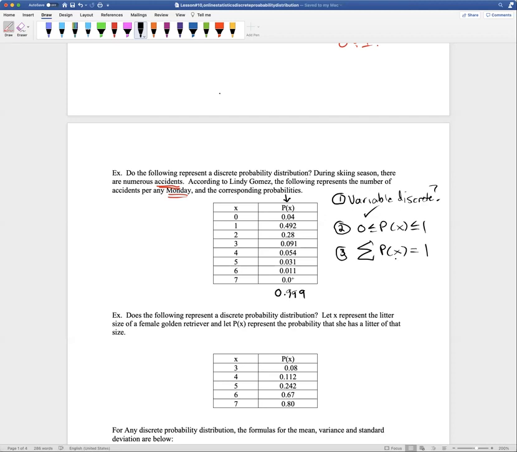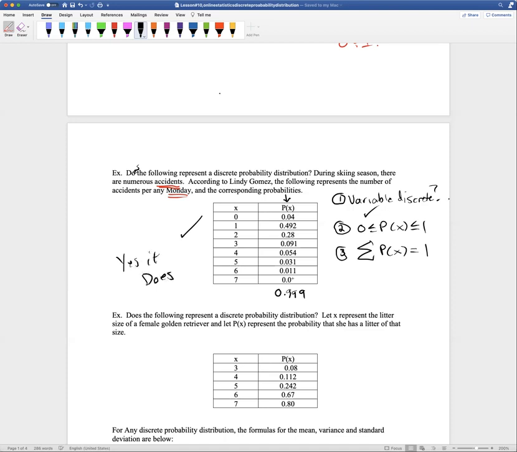I'm just going to double check real quick over here. 0.04 plus 0.492 plus 0.28 plus 0.091 plus 0.054 plus 0.031 plus 0.011. And the same thing, I get 0.999. So answering the question, does this represent a discrete probability distribution? The answer is yes, it does.